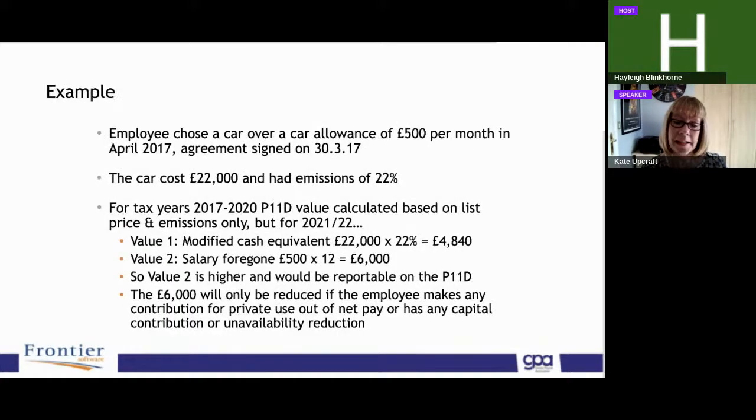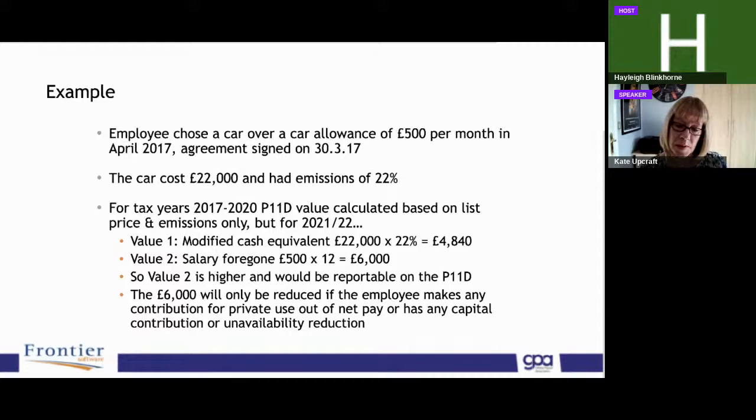Next one, please. So we've got somebody who chose a car rather than a car allowance of £500 a month, and they signed up for that at the end of March. So it was in force before the 6th of April. Let's assume the car had a list price of £22,000 and emissions of 22%. For the last 4 years, the P11D was calculated on that basis of the list price and the emissions, which you will all be used to if you process UK P11Ds for company cars.